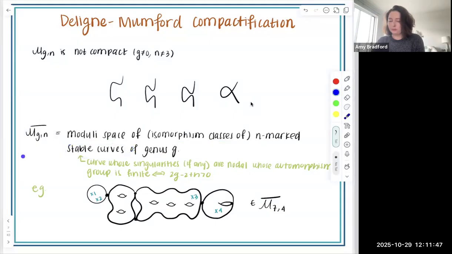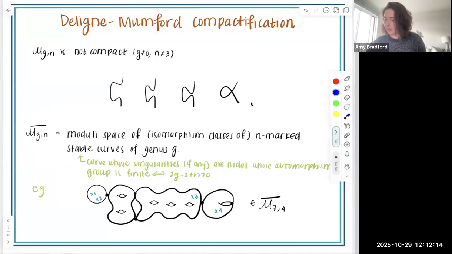Well, number one, it could be smooth. So we're including all smooth curves. In other words, M_{g,n} is sitting inside of M_{g,n} bar. But it can also include curves that are not smooth, but I'm going to be very careful about what kind of singularity I am involving here. So I can have singular or non-smooth curves, but the singularities need to be nodal.